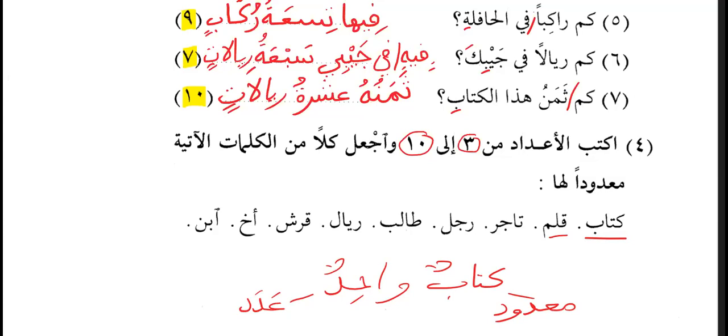جميل جيد. أبو يوشع, تاجر. تاجر واحد. تاجران اثنان. ثلاثة تجار. أربعة تجار. خمسة تجار. ستة تجار. سبعة تجار. ثمانية تجار. تسعة تجار. عشرة تجار. نعم جيد.